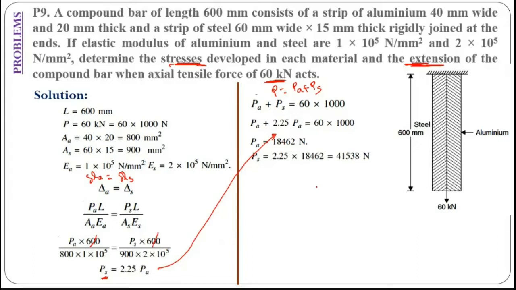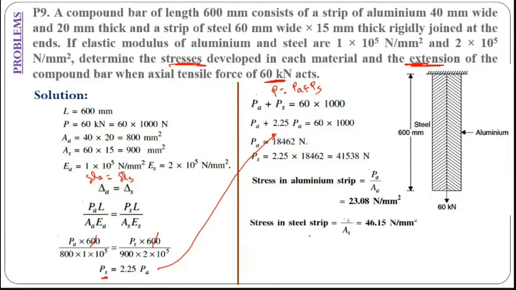But they are asking you to identify stress. Alright, let us go for stress. Stress is force by cross section area. So stress in the aluminum strip will be equal to 18462 divided by the cross section area, which is 800. Substitute, and we'll get the stress. Similarly, stress in steel is again force by cross section area for steel, which is 900. So you'll get another value. So these are the stresses.